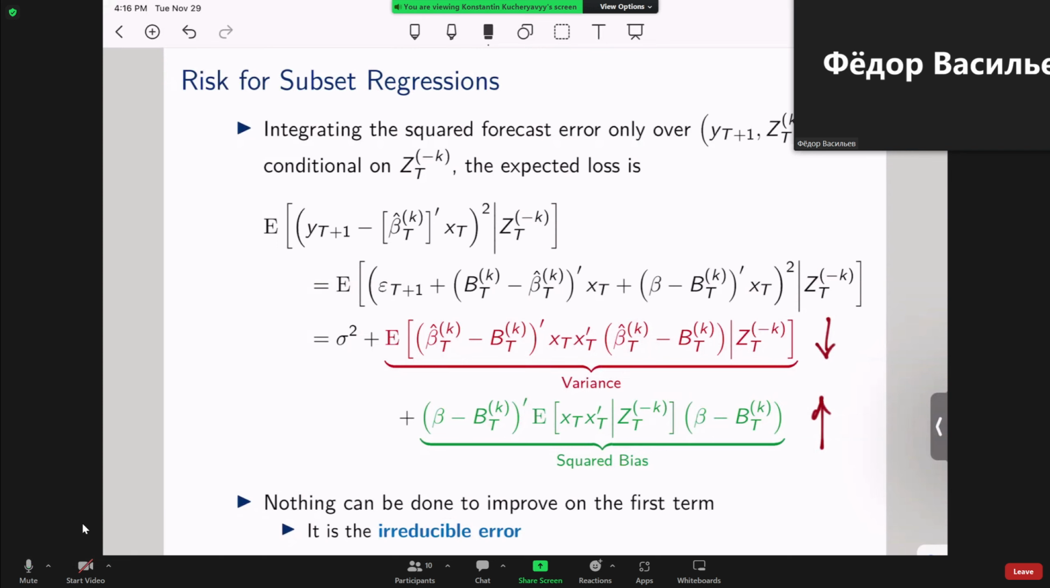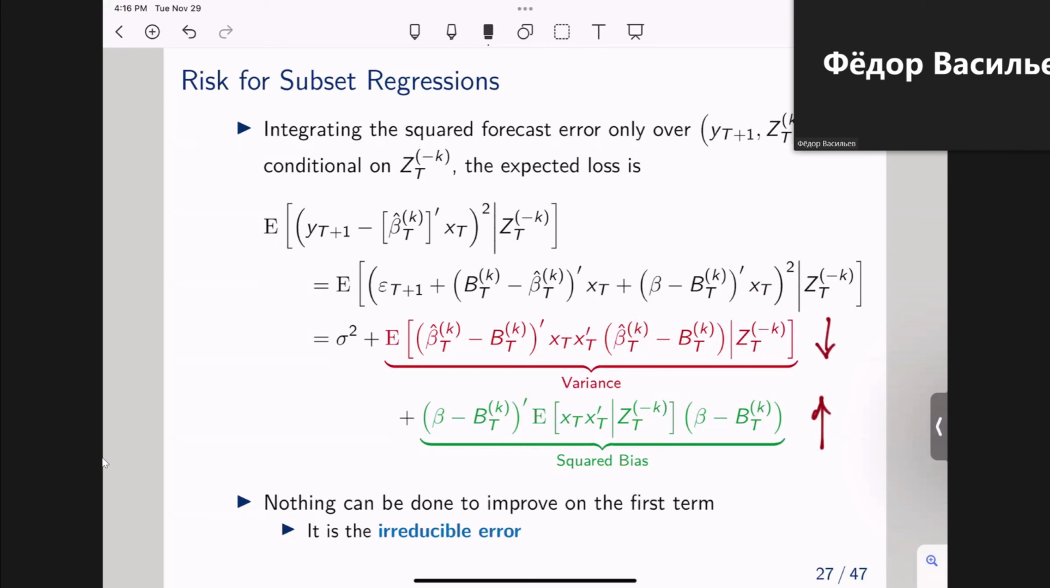I have a question. What about, for example, weighted least squares, where we weight our observations based on their variance? It seems to me that this is a better approach than to throw away quote-unquote bad regressors altogether.